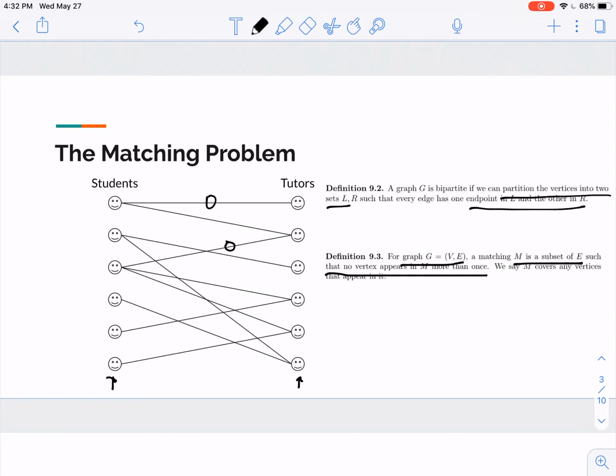That is a valid matching of some students to some tutors, but it doesn't cover everything that we want it to. So we should add one more thing to the definition. We'll say a matching covers any vertices that appear in it. And so in this case, we want a matching that covers all of the students, right? Because we want every student to be assigned to a tutor. So that's what we're going to be looking for.